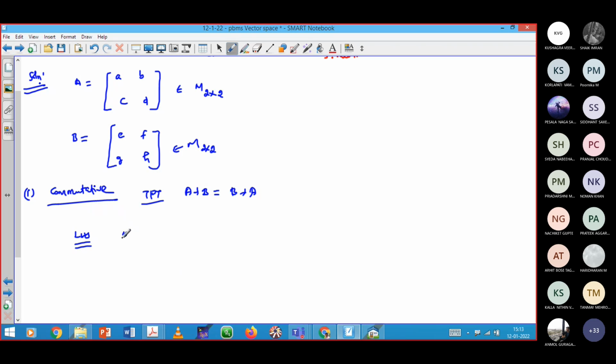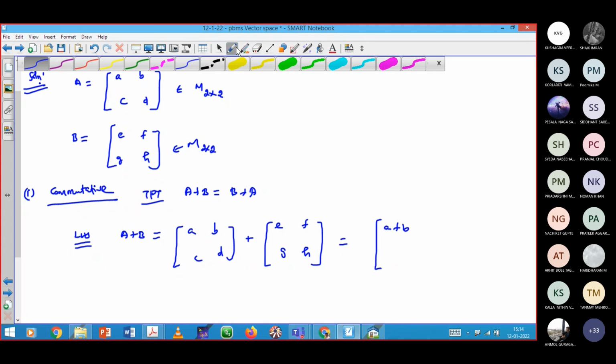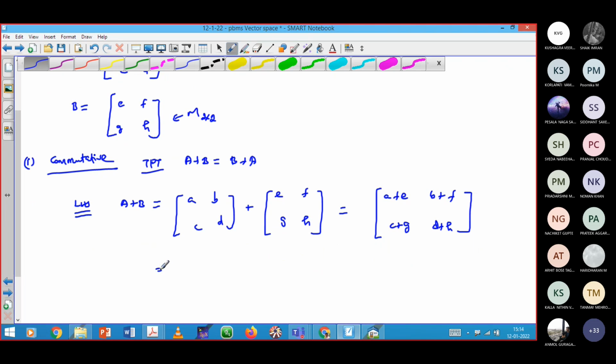Very easy process, so please listen. A plus B equals the matrix A B C D plus the matrix E F G H. It can be added directly with respect to the positions: A plus E, next B plus F, C plus G, next D plus H. It has to be proven equal to B plus A.